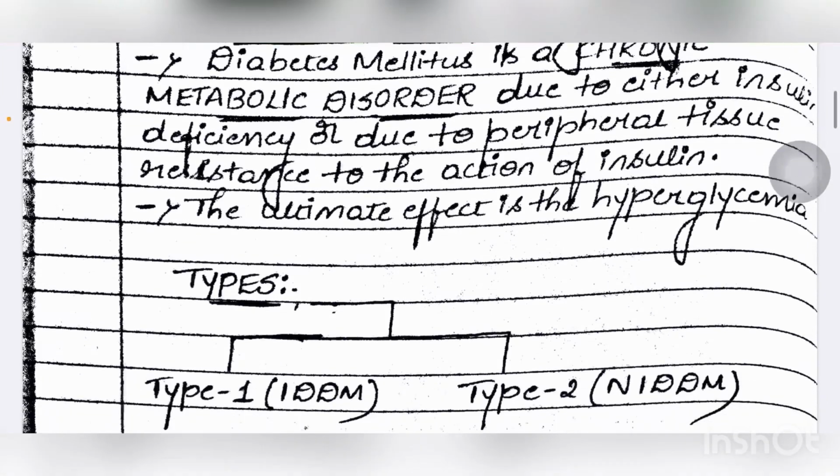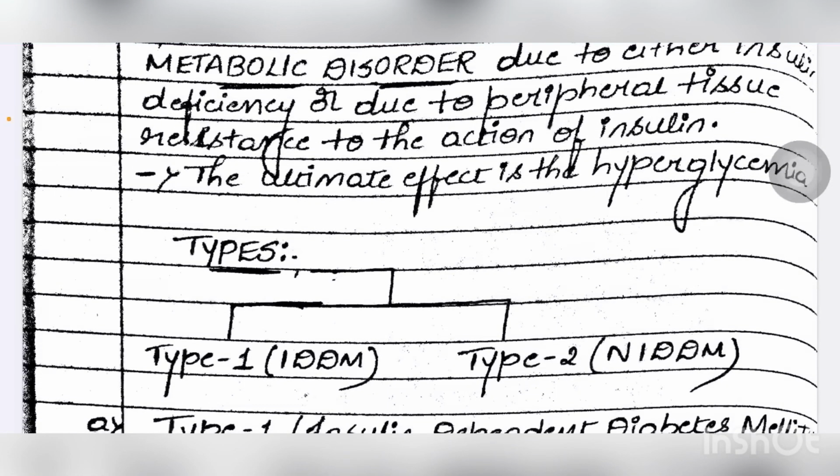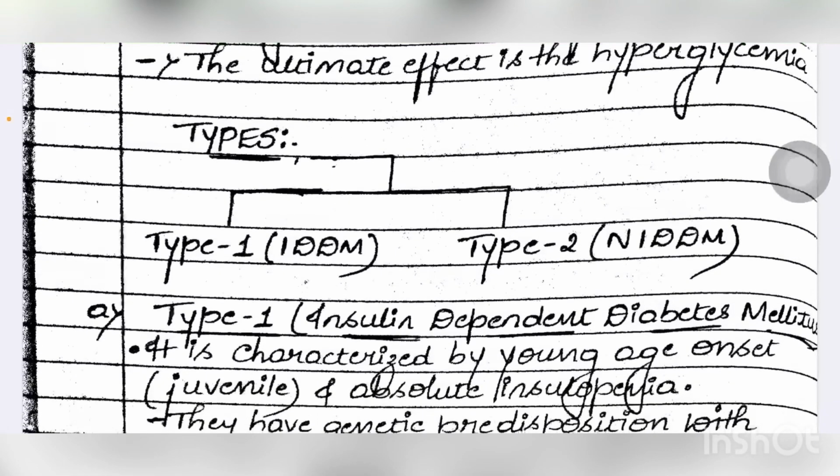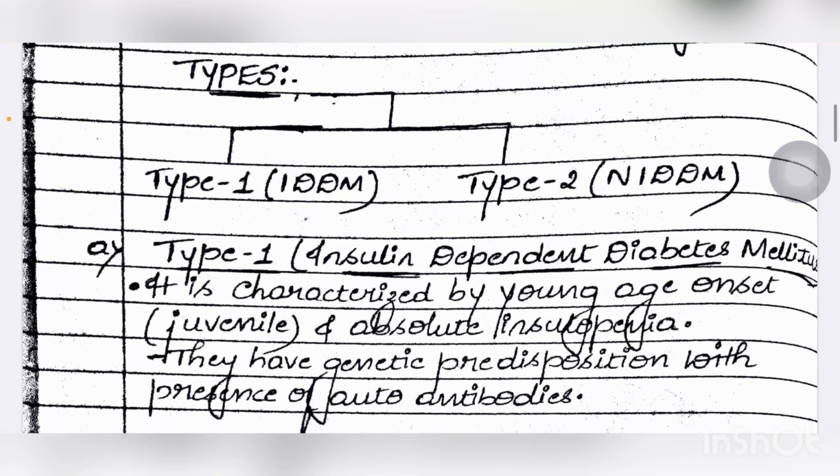Now coming to types of diabetes mellitus. There are two types of diabetes mellitus, that is type 1, insulin dependent diabetes mellitus, and type 2, that is non-insulin dependent diabetes mellitus. Coming to type 1, that is insulin dependent diabetes mellitus, it is characterized by young age onset, that is during the juvenile period, and absolute insulopenia. They have genetic predisposition with the presence of autoantibodies.